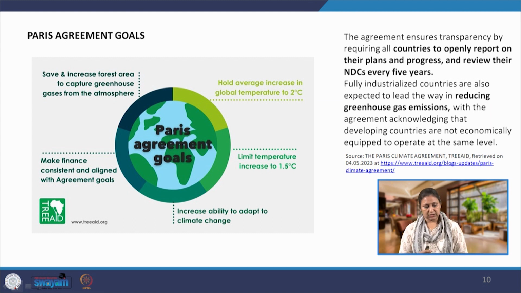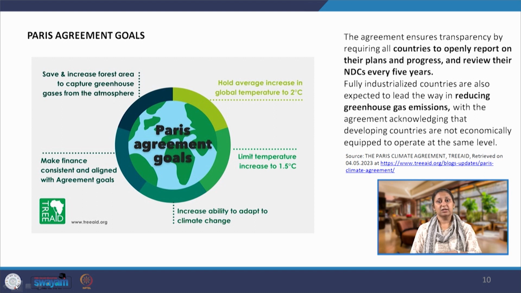But if we look at the finer goals, the broader goal remains limiting the increase of global temperature to 2 degrees centigrade, that is the maximum, by 2100, but we have to limit it to 1.5 is what the agreement says. But along with that, we also have to increase the ability to adapt to climate change, because we clearly know that climate change is already happening and the extreme events are also occurring. So, we have to increase our ability to adapt. We have to make finances consistent and aligned with agreement goals. So, how those finances will flow from developed to developing countries.